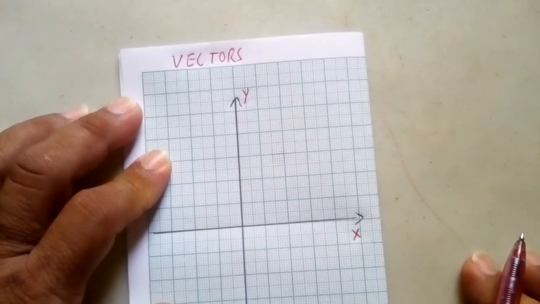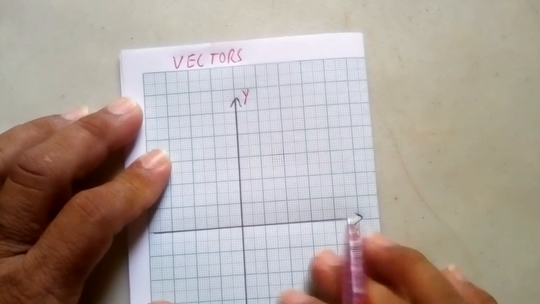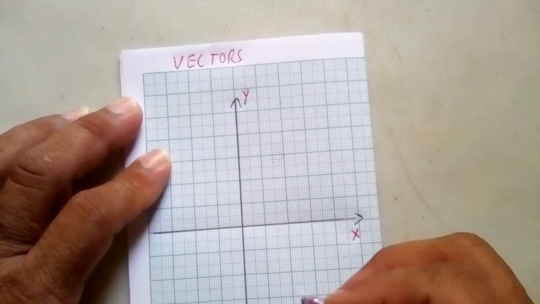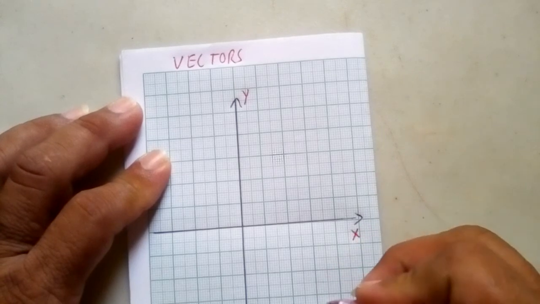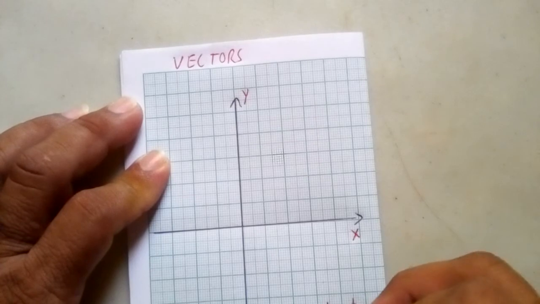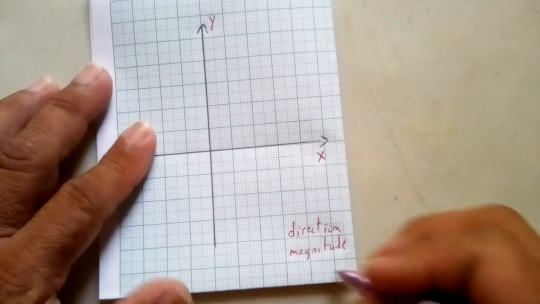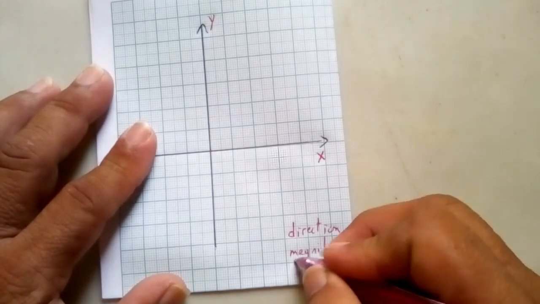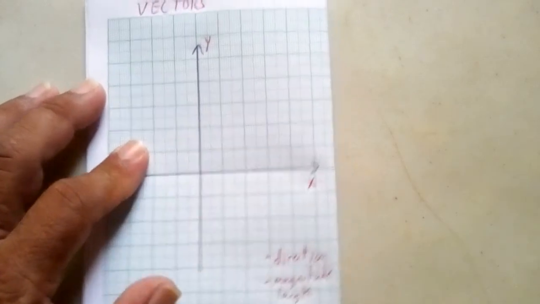So what is a vector? How do we represent a vector? Well, a vector, we can say, has direction. Let me write it here. It has a direction, it has magnitude, and another word for magnitude is simply length. So length also means magnitude. These are the two things for a vector.